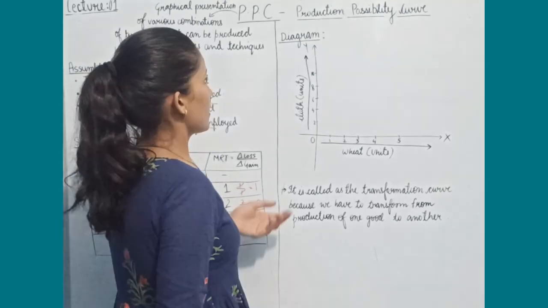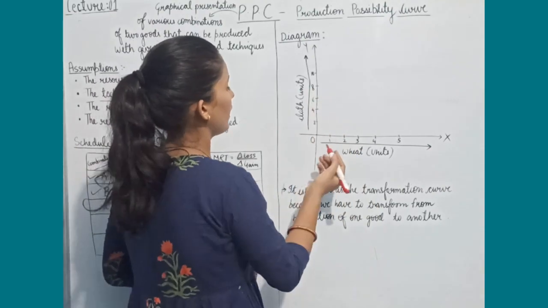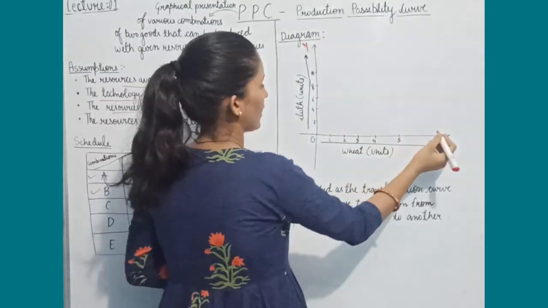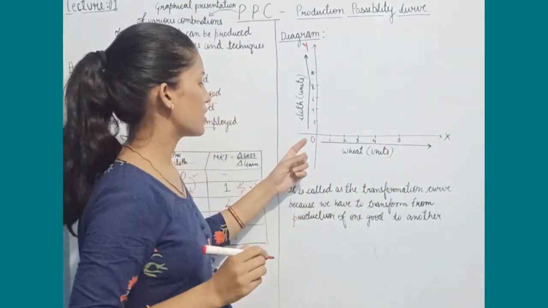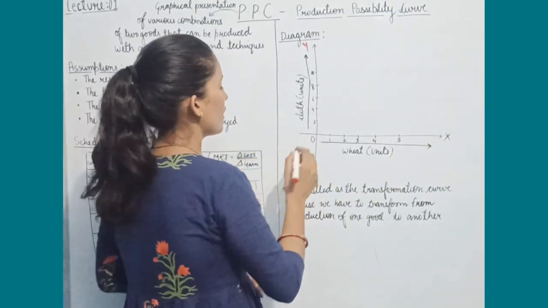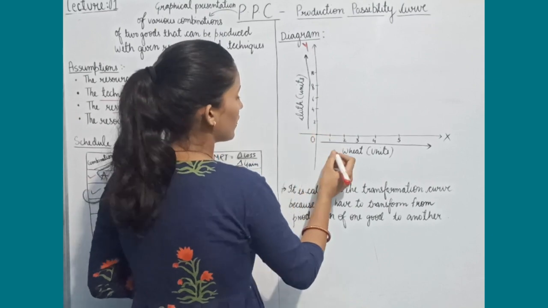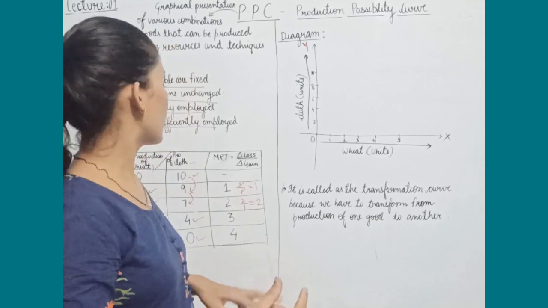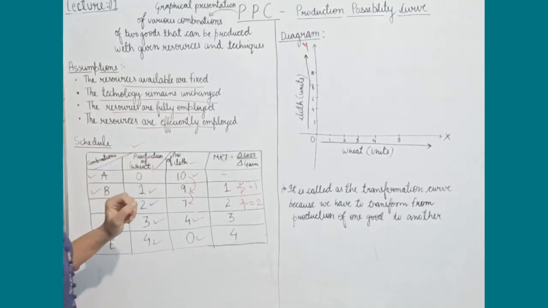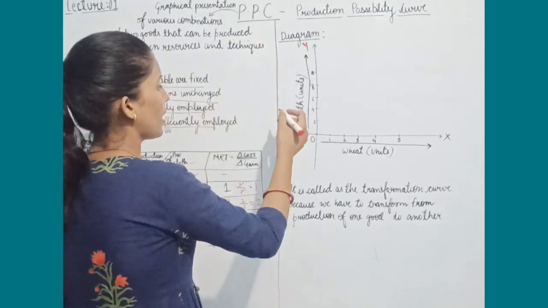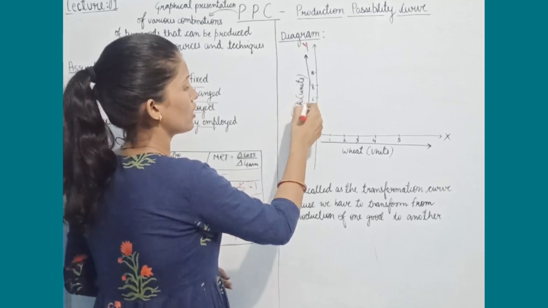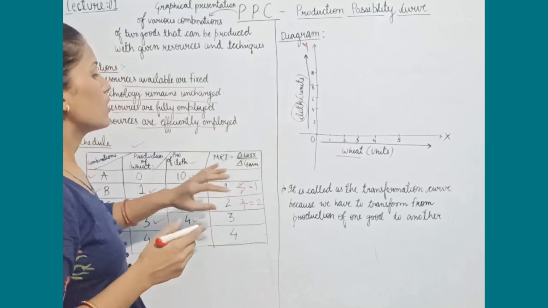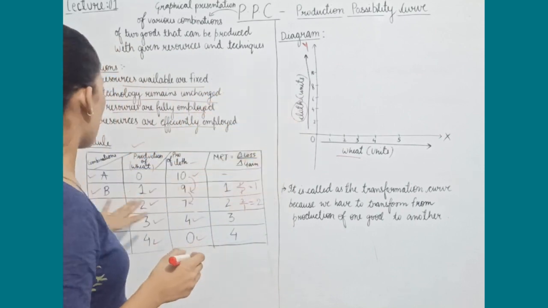Okay. Next, here we will see the curve. This is the y-axis and this is the x-axis. We all know this, and this is the origin point. The x-axis contains the units of wheat, and the y-axis has the units of cloth. Clear? Wheat is here and cloth is here. So now we will mark the points, or the combinations.